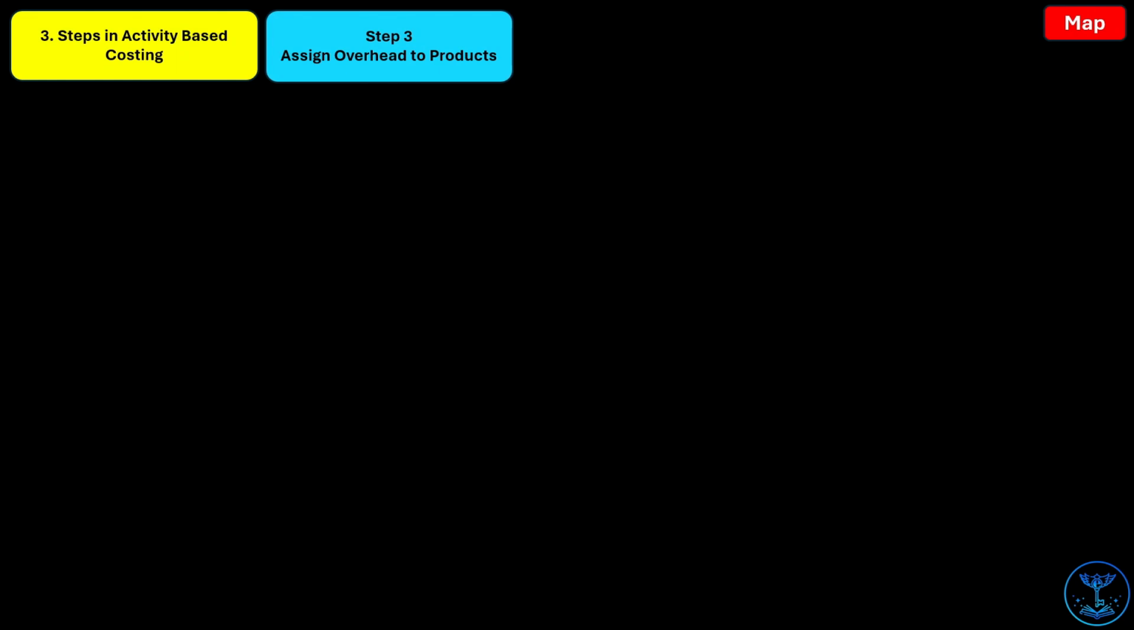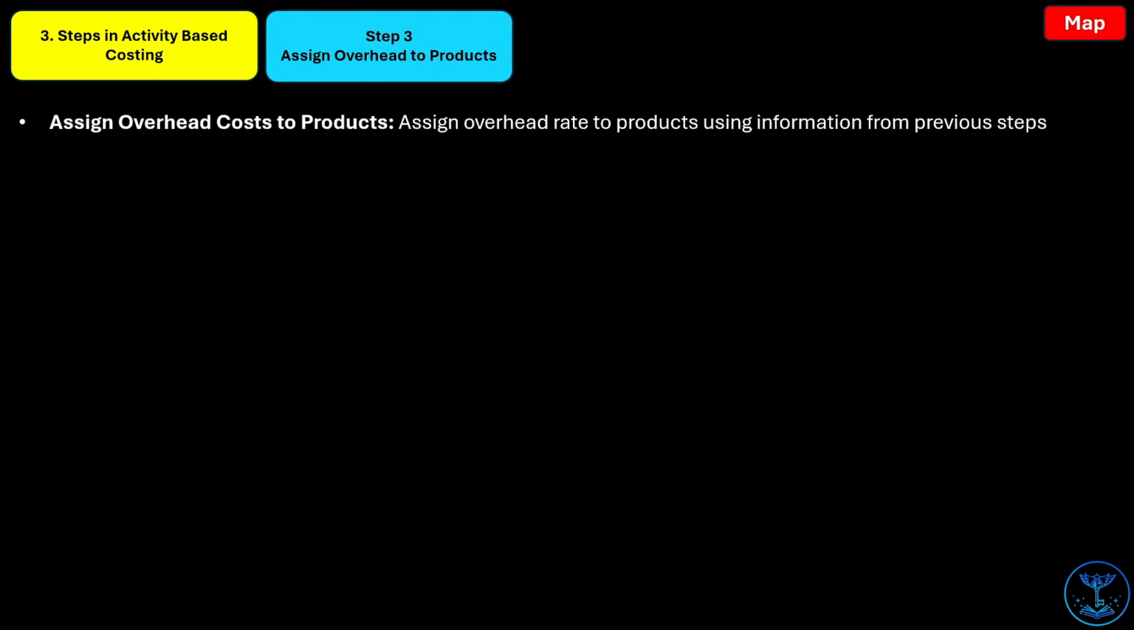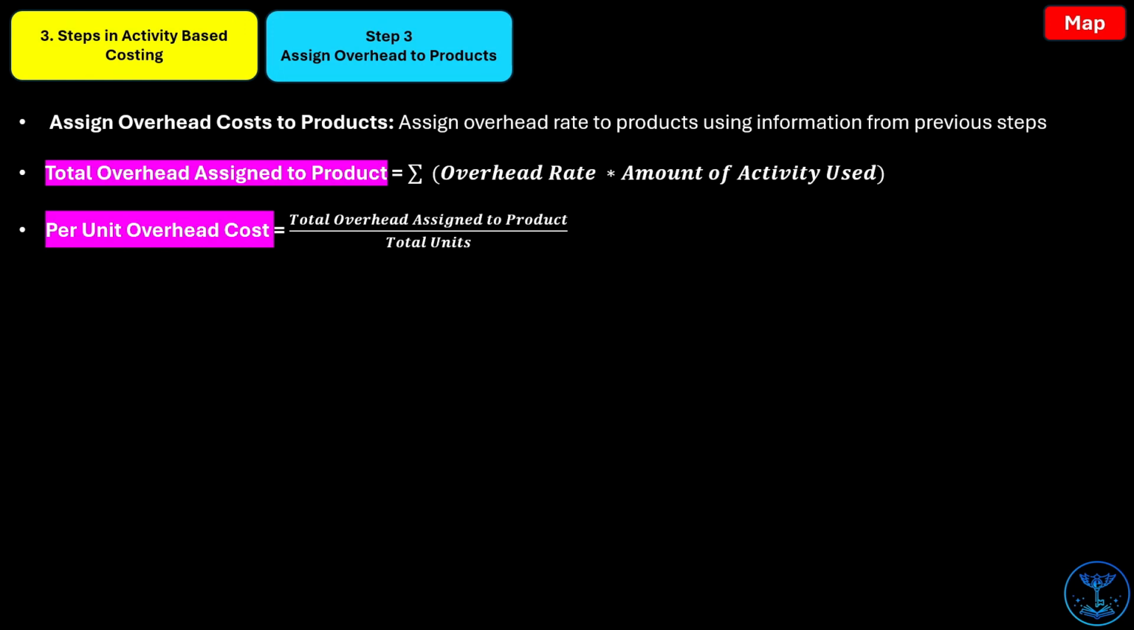All right, so step 3, assign overhead to products. To assign overhead cost to products, we want to assign overhead rate to products using information from the previous steps, so 1 and 2. So our total overhead assigned to product is the sum of our overhead rate times the amount of activity used. And then if we want to find our per unit overhead cost, this is equal to our total overhead assigned to product divided by our total units. So here's the example on how to assign and calculate total overhead assigned to products.